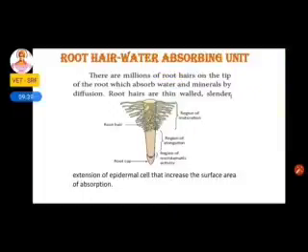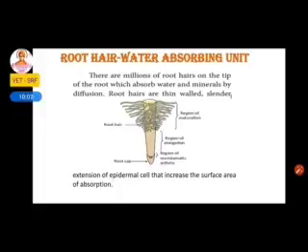The next one is the root hair, the water absorbing unit. The root has millions of root hairs surrounding it, and these root hairs absorb water and minerals from the soil. The function of the root hair is that it increases the surface area. The root alone cannot absorb a large amount of water. The root hairs spread all over and increase the surface area. As the surface area increases, the water absorbing capacity is also increased.